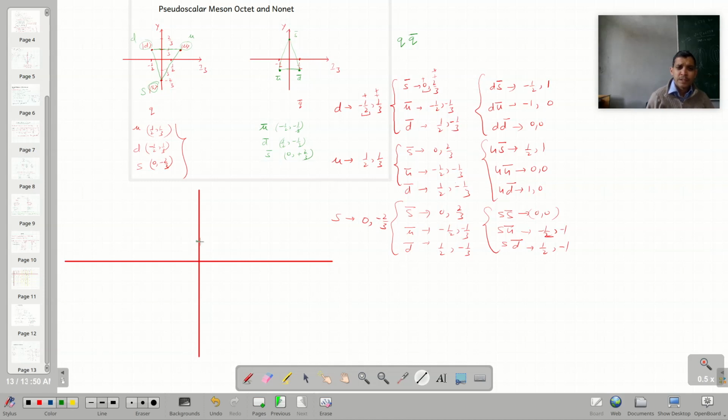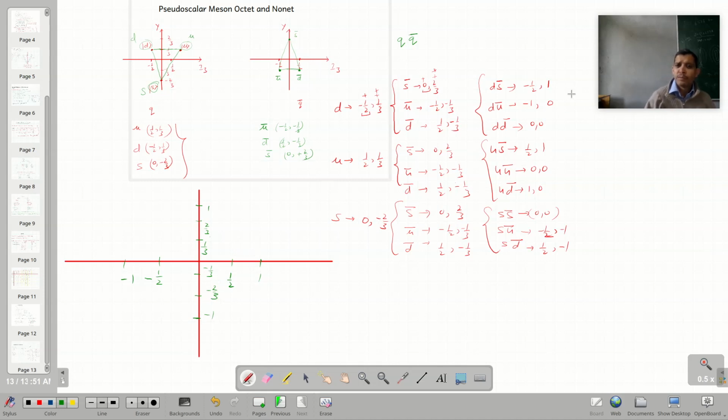So here it is 1 by 3, it is 2 by 3, and it is 1, and here it is minus 1 by 3, its value will be minus 2 by 3, and its value will be minus 1, and here it is say 1 by 2, it is minus, and it is plus, sorry, minus 1, and towards this side it is 1 by 2, and it is 1, right?